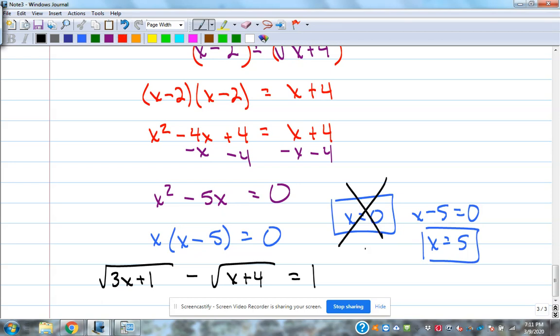Let's see if the 5 works. It's possible that we did all this work and neither one of those answers works. We'll plug the 5 in. 3 times 5, 15 plus 1, square root of 16. 4. So that's a 4. 5 plus 4, square root of 9. 3. So we got 4 minus 3. Is that 1? Yes. We're going to keep that one. That's our solution.